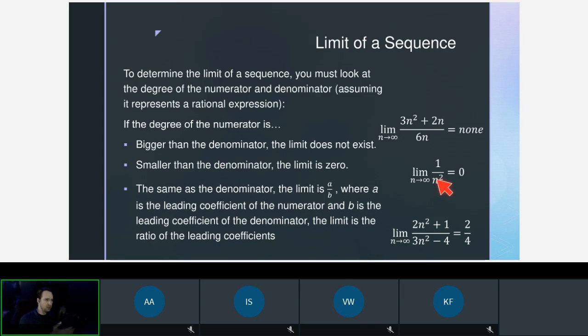Let's say n is 20. 20 squared is 400. 1 divided by 400 is even smaller than 1 over 100. As n gets bigger and bigger, because it's a fraction, the bottom portion gets bigger and bigger, which means the value overall gets smaller infinitely. So as n gets really big forever, your expression gets really small and approaches 0.